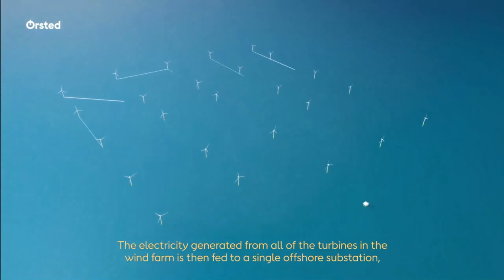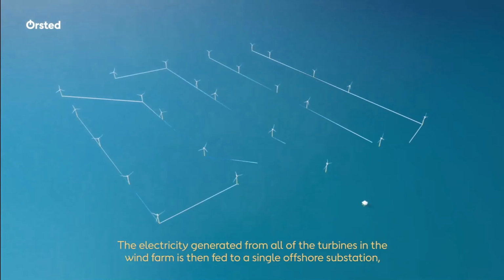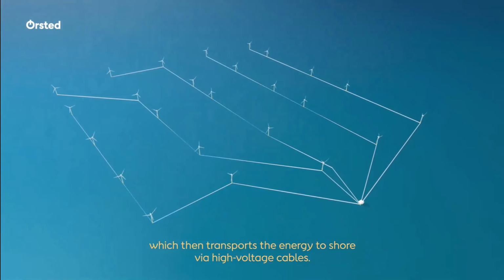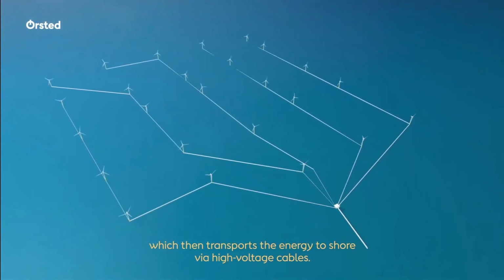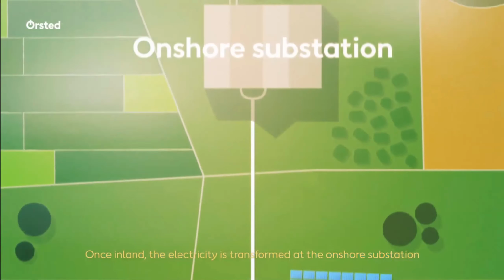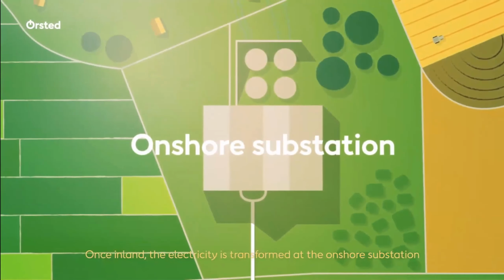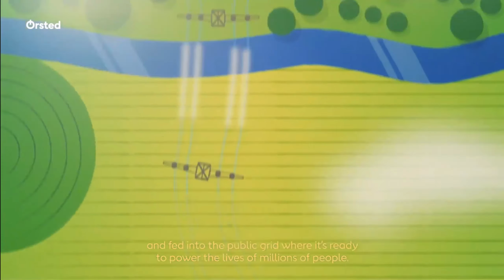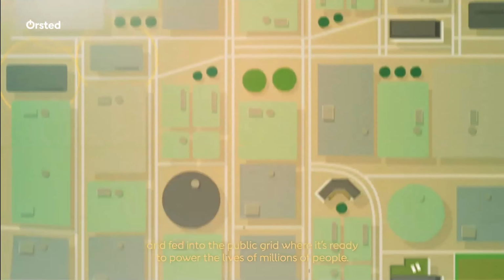The electricity generated from all of the turbines in the wind farm is then fed to a single offshore substation, which then transports the energy to shore via high-voltage cables. Once inland, the electricity is transformed at the onshore substation and fed into the public grid, where it is ready to power the lives of millions of people.